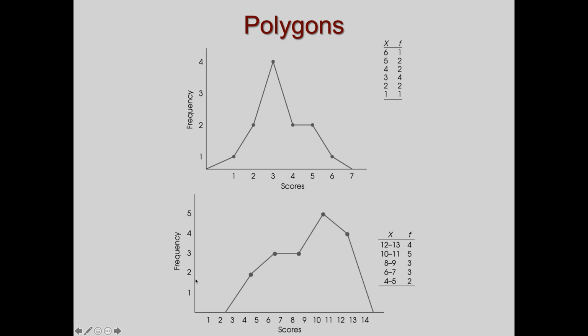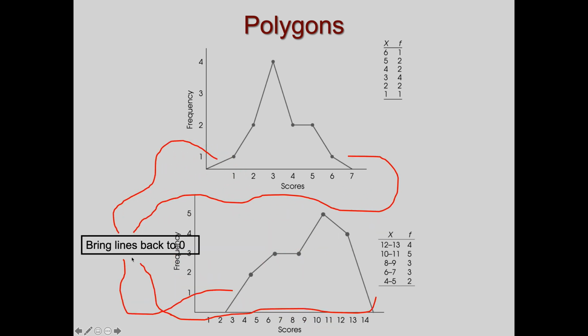The big difference between the frequency polygon and the line graph is this. You're going to bring the lines back to 0. With the line graph, this area here would be void. There would be nothing there. Same here and same down here on the beginning and ends of the graph. But when we get into the polygon feature, we want to include bringing it back to the zeros.